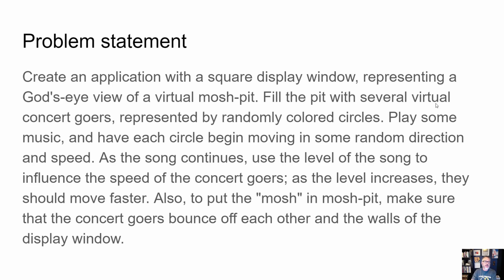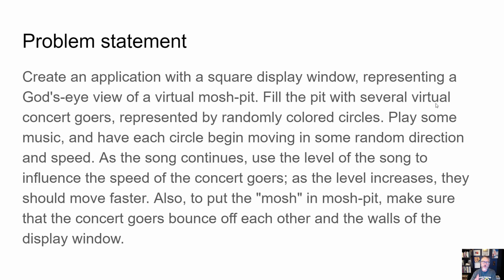So let's start with the problem statement, which is: create an application with a square display window representing a God's eye view of a virtual mosh pit. Fill the pit with several virtual concert goers represented by randomly colored circles. Play some music and have each circle begin moving in some random direction and speed. As the song continues, we'll use the level of the song to influence the speed of the concert goers. As the level, the amplitude, the volume increases, they should move faster. Also, to put the mosh in mosh pit, make sure that the concert goers bounce off each other and off the walls of the display window.